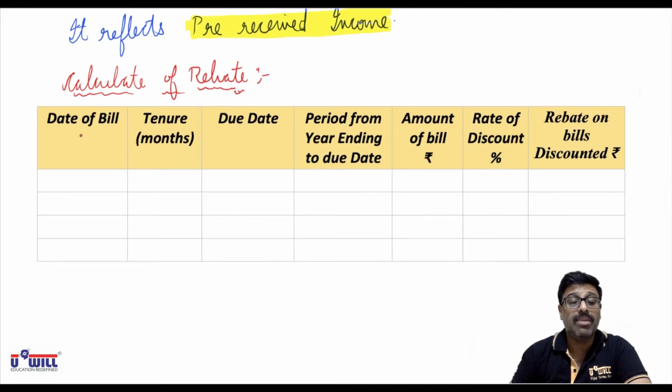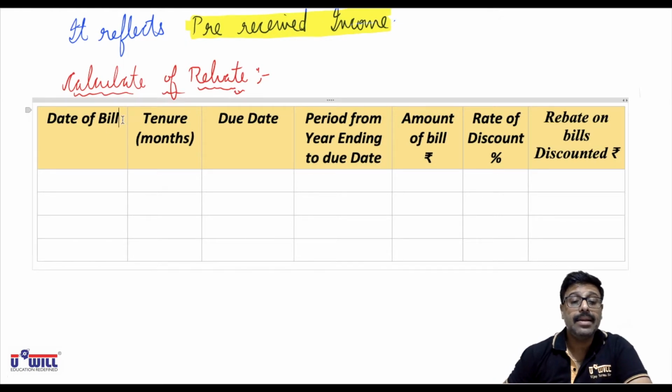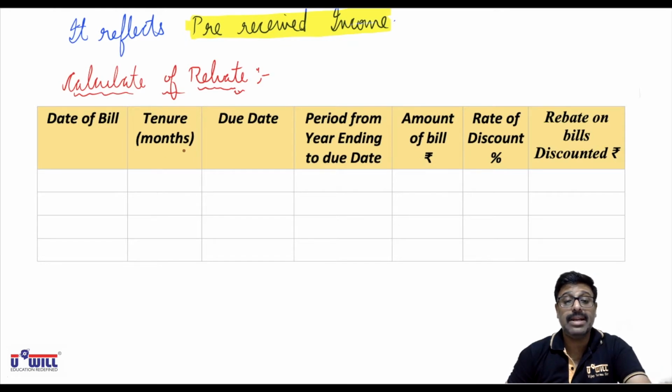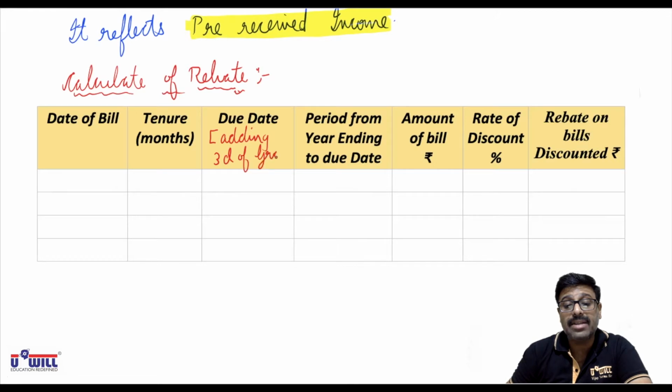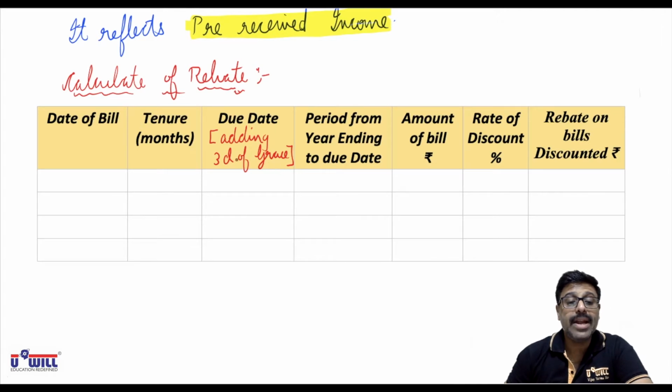First is the column of date of bill. Date of bill drawn. On which date the bill is drawn or the transaction has taken place. Then tenure, which may be in months or it may be in days also, but generally you'll be given in months. Then you'll find the due date. Now here you have to be careful that when you find the due date, then you add 3 days of grace in that, as per the Negotiable Instruments Act. So date of bill plus tenure plus 3 days of grace will give us the due date.